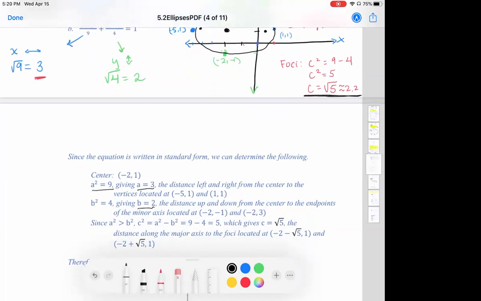Since a squared is bigger than b squared, we're going to create the equation c squared equals a squared minus b squared. It's always your bigger number minus your smaller number. We get 5.